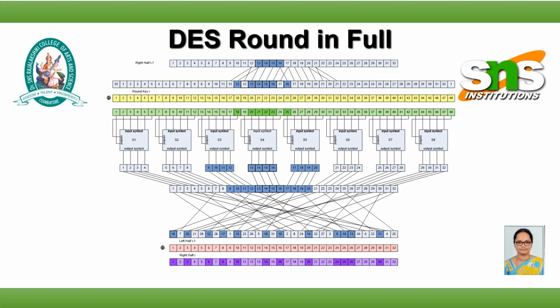The round and full structure is given in this picture. At the initial permutation we perform the permutation. After that we perform the round operation. We substitute the values, and after substituting we reorder the things. After that we perform the permutation operation. At last we combine the left-hand side and the right-hand side to get the ciphertext value.